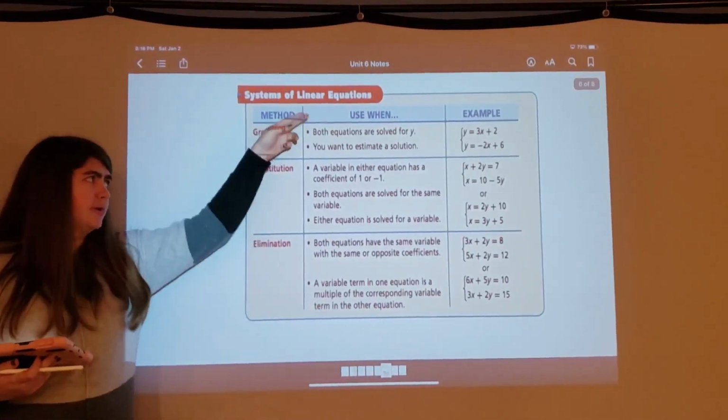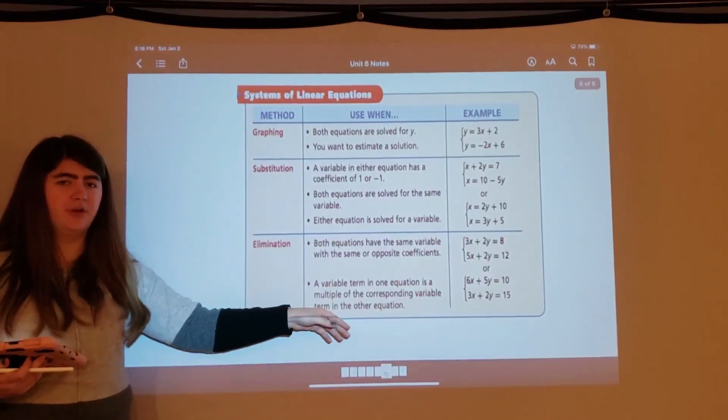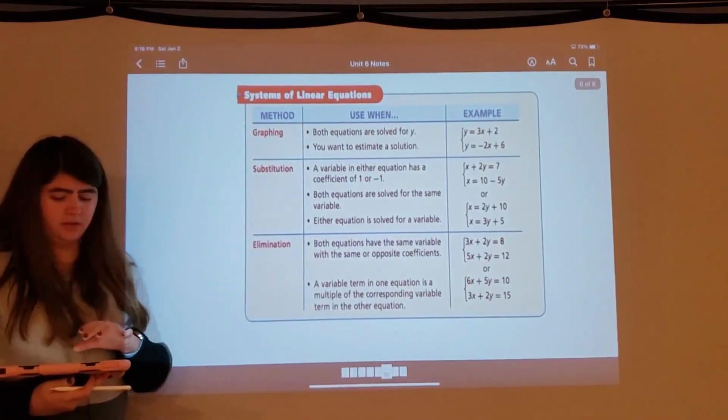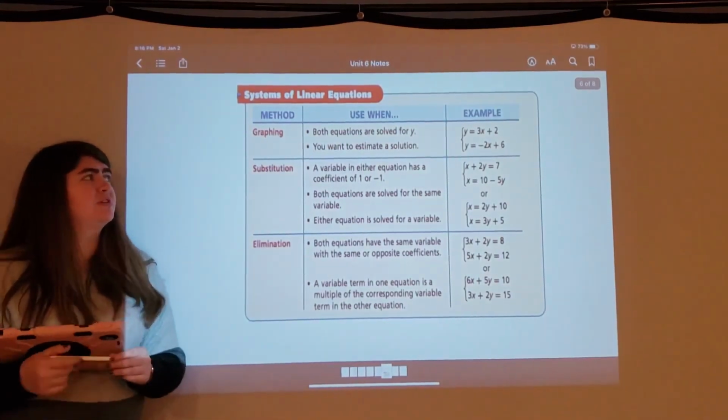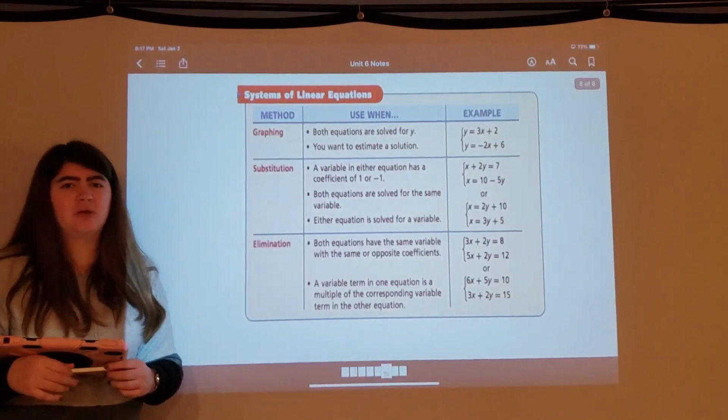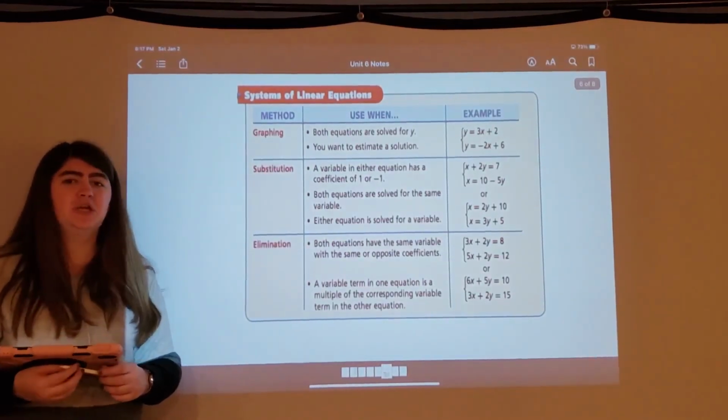So those are when it's best to use them, but you can use them for any of them. You just might have to do some rearranging to make it work. Alright, so that is where we're going to stop. We'll pick back up with a few special situations and some word problems in our next section.